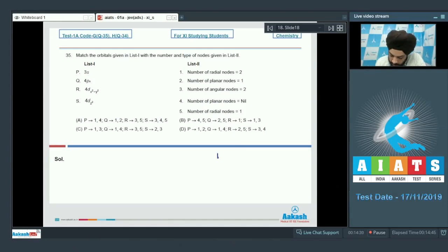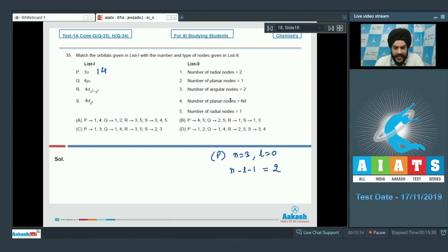So if we talk about 3s orbital, students, the value of n is equal to 3, the value of L is equal to 0. So if we talk about the number of radial nodes, students, it will be given by n minus L minus 1, which shall be equal to 2. So P will be matched with 1. It has 2 radial nodes. If we talk about the number of planar nodes or the angular nodes, it is given by the L value. So it has no planar nodes or no angular nodes. So it has to be matched with 4 as well.